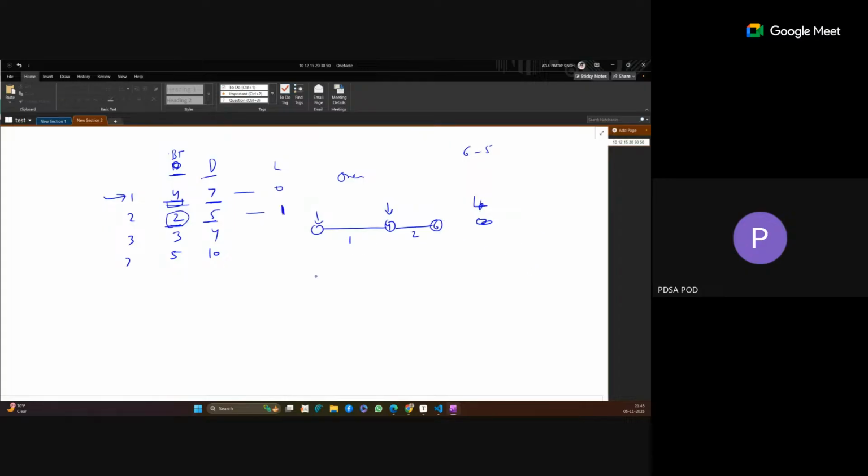Now next, if we pick this, it will start from 6 and finish at 6 plus 3, which is 9. But the deadline was 4, so it is much later: 9 minus 4, that is 5 lateness. Now next is 5: 9 plus 5 is 14, and the deadline was 10, so 14 minus 10 is 4.